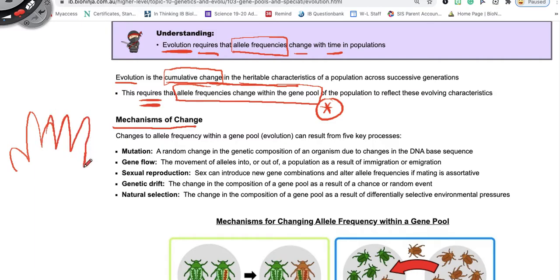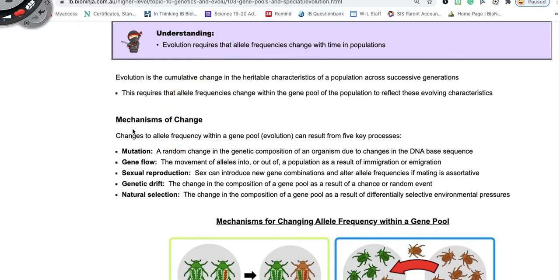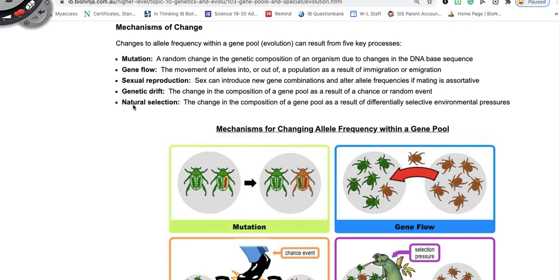Okay, and did I draw a hand with 5 fingers? Yeah. So there's 1, 2, 3, 4, 5 mechanisms of change, and we call them 5 key processes of change. Without these 5 key processes of change, you're not going to get a change in the allele frequency, and therefore you won't get an evolutionary change. So let's look at them.